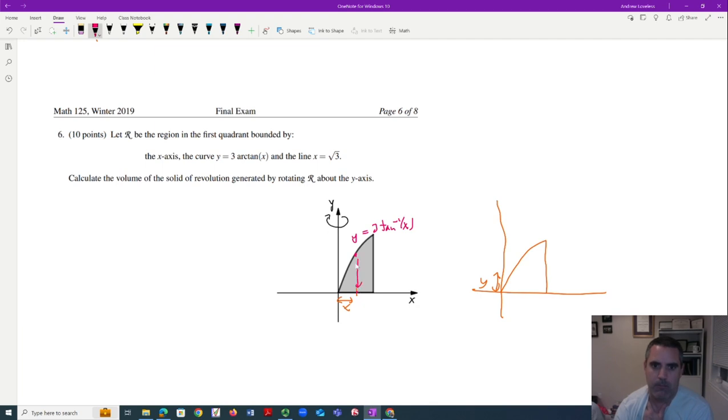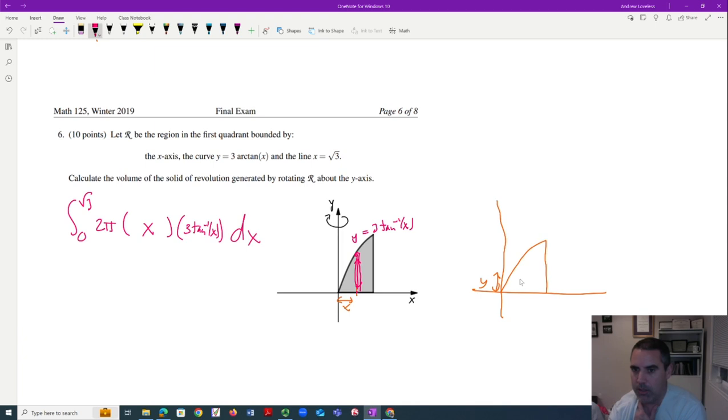So there we go. If you use that method, you should realize that gives rise to shells, because if you draw an approximation here and rotate, it's a shell. So anyways, you'd have the integral from 0 to root 3. We said this is going to lead to shells, dx. The radius is x. The height is the function. So that's going to work perfectly fine, but you're going to have to do integration by parts.